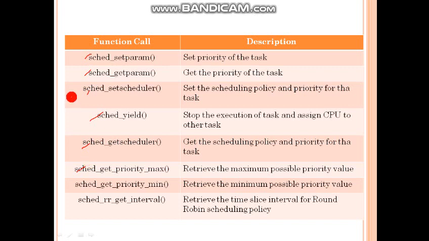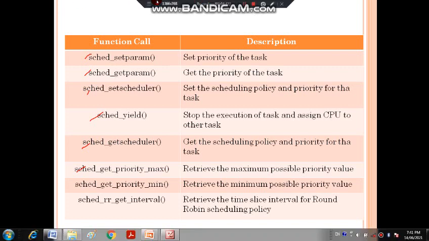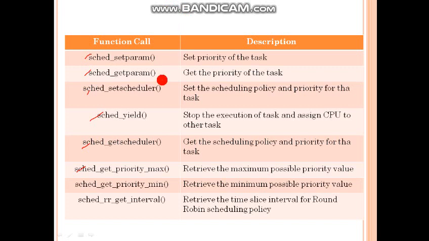So these are the different function calls for the different scheduling policies: sched_setparam, sched_getparam, sched_setscheduler, sched_yield, sched_getscheduler, sched_get_priority_max, sched_get_priority_min, and sched_rr_get_interval. Okay, so these are the different function calls along with their descriptions.